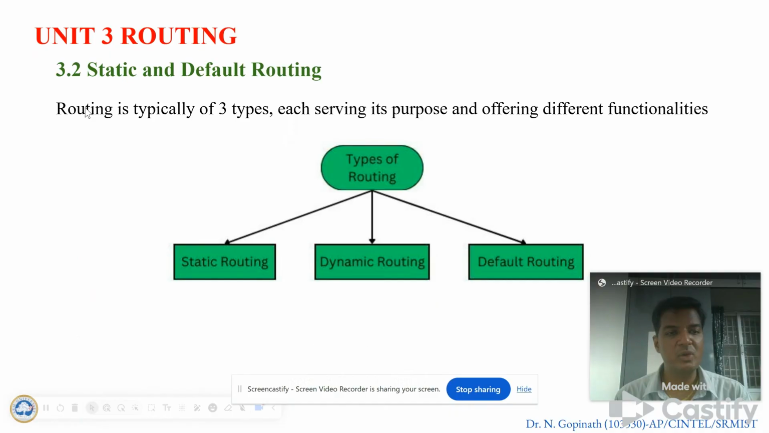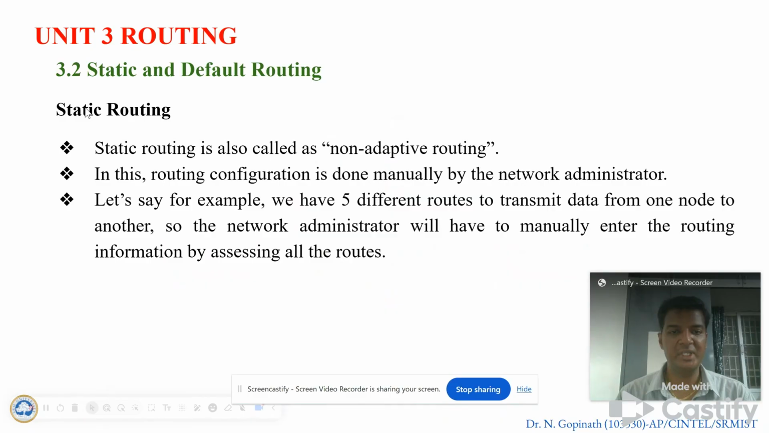The next topic we are going to see is static and default routing. Routing is typically of three types, each serving its purpose and offering different functionalities. The types of routing are static routing, dynamic routing and default routing. First we will start with static routing.